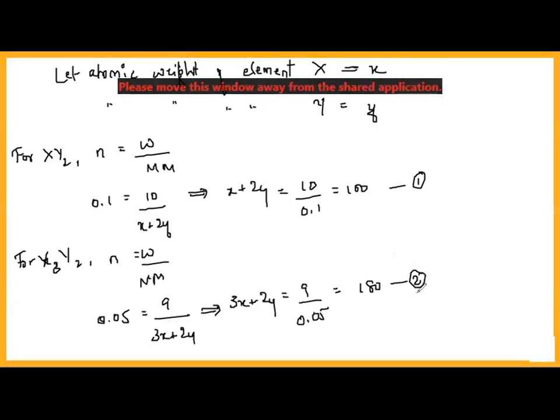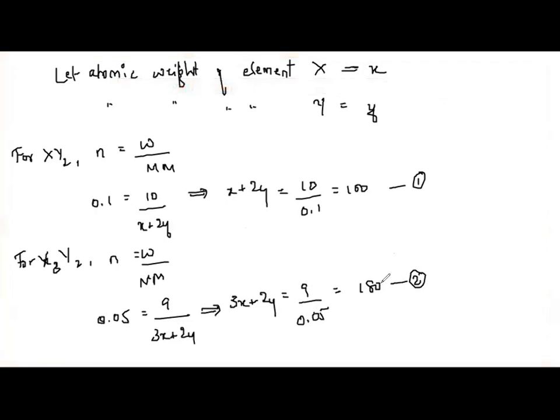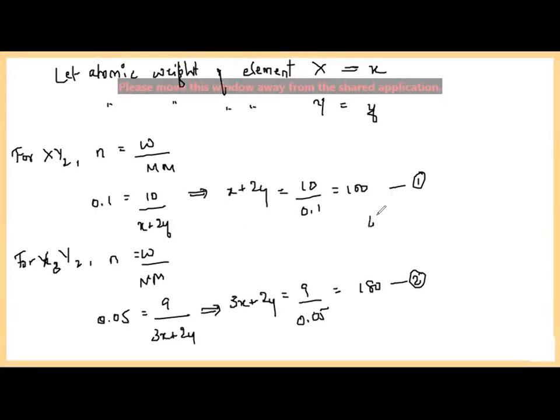So solve equations 1 and 2. It's very clear. Yes. So what do you get? 4x plus 2y is equal to 100. 3x plus 2y is equal to 180. So when you solve it out, you get 40 plus 2y is equal to 100.